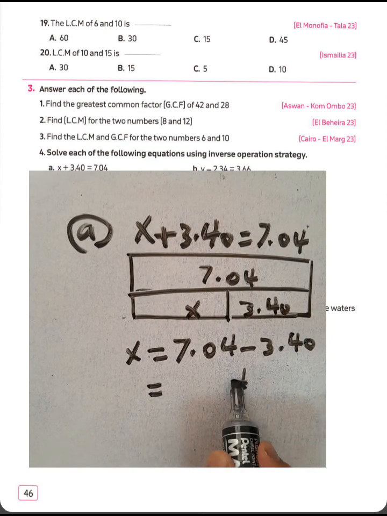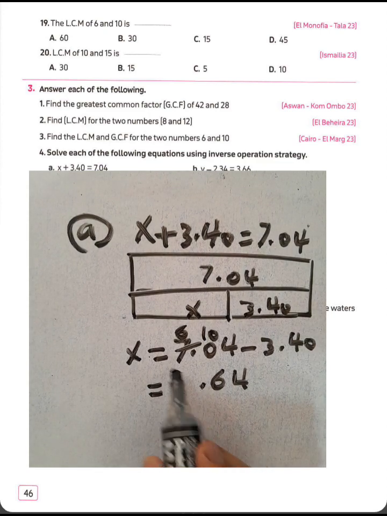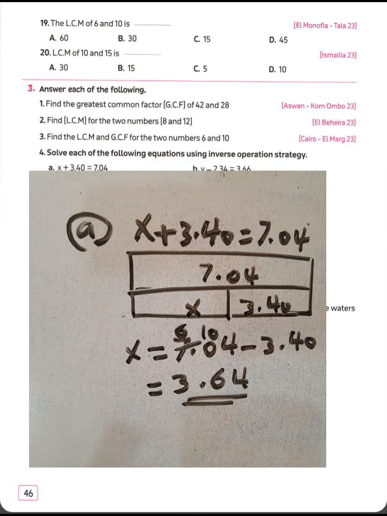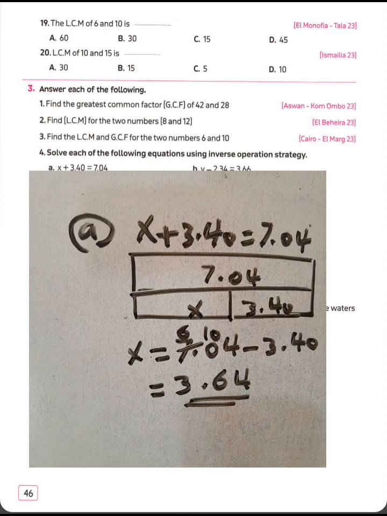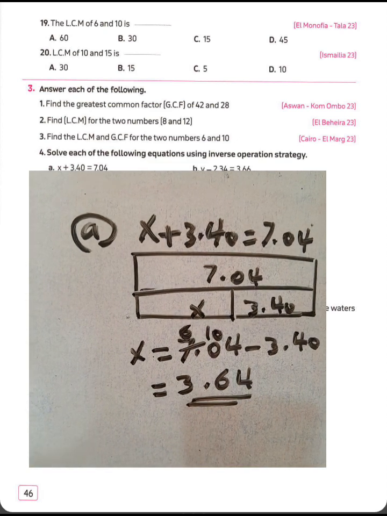4 minus 0 equals 4. 0 minus 4 we can't do it, but we borrow 1. 10 minus 4 equals 6, 6 minus 3 equals 3. The result will be here, which will be what? 3 and 64 hundredths. You can use a bar model or the inverse operation.